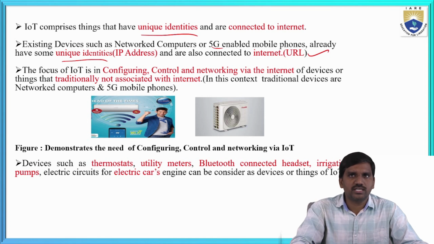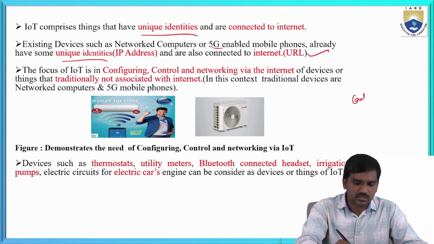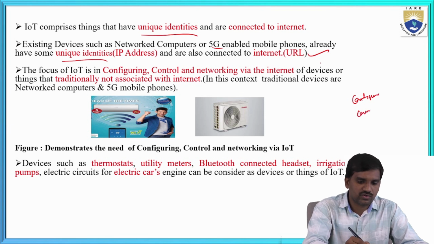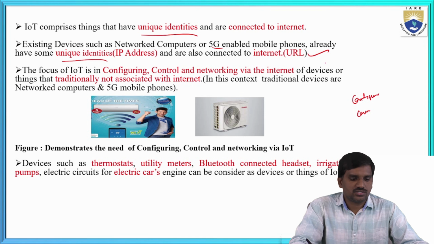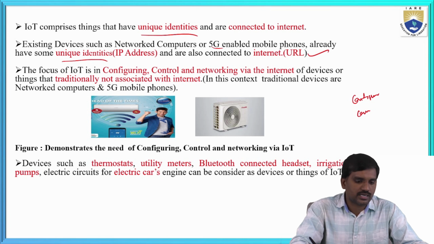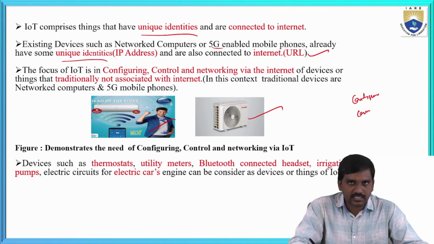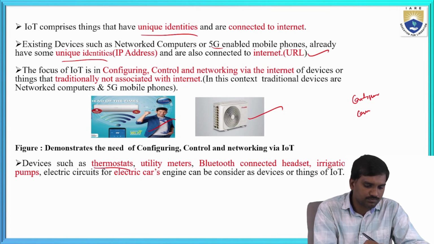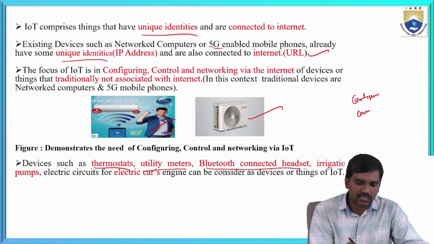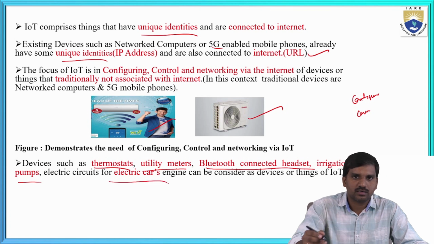So the focus of IoT is on configuration and control and networking via the internet of devices or things that traditionally are not associated with the internet. In this context, the traditional devices are network computers and 5G mobile networks. These demonstrate the need for configuring, control and networking via the Internet of Things. Such devices are thermostats, utility meters, Bluetooth-connected headsets, and irrigation pumps in the agriculture department.